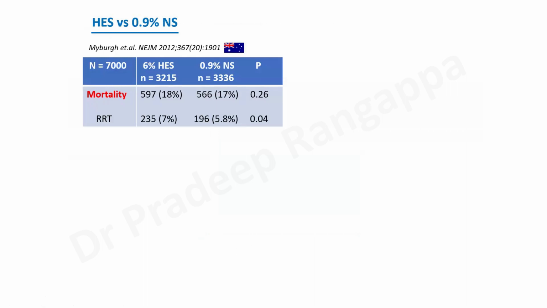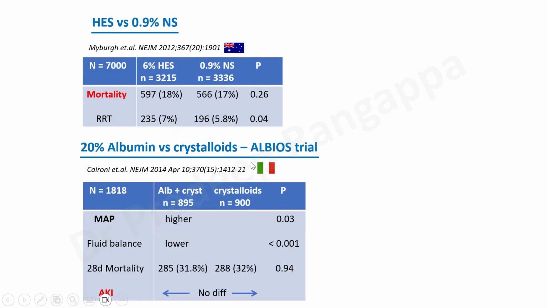So this was a study that came from Australia, which was a meta-analysis where hydroxyethyl starch was compared with saline in 7,000 patients, where they looked at mortality, and there was no difference. But if you look at the risk of patients needing renal replacement therapy, more patients who received hydroxyethyl starch needed RRT as opposed to patients where saline was used.